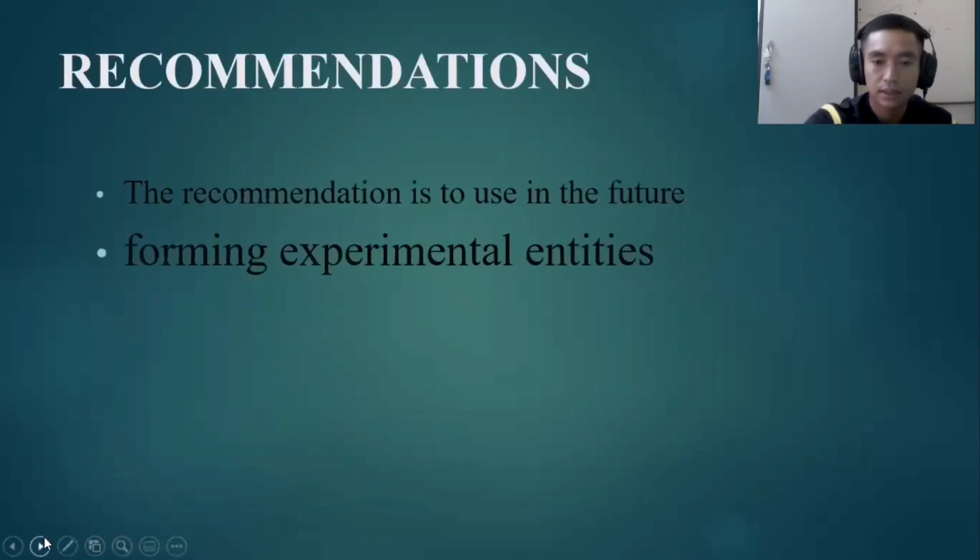Okay, next, the recommendation is to use it in the future. This is due to the fact that DOE enables the construction of a carefully prepared set of representative experiments in which all relevant factors are varied at the same time. DOE is all about forming experimental entities that collaborate to map out interesting experimental areas. So using DOE, we can provide an optimally placed set of experiments to yield as much information as possible about how factors influence response.